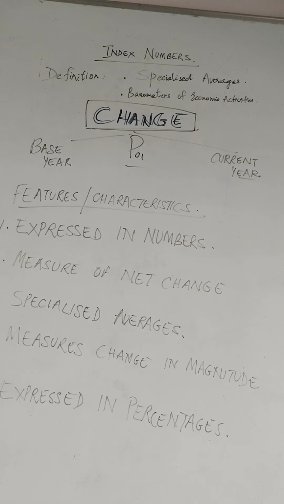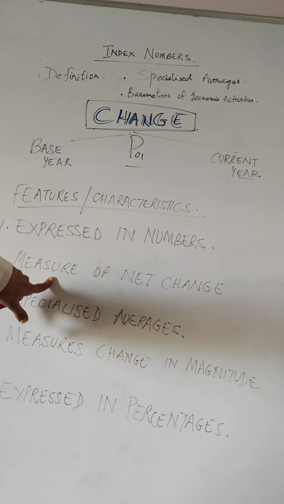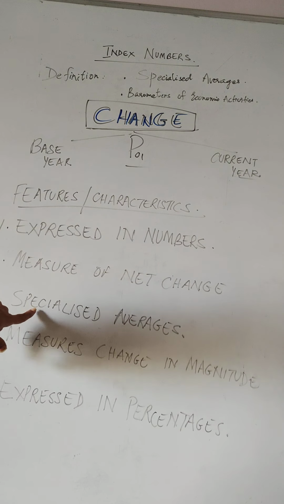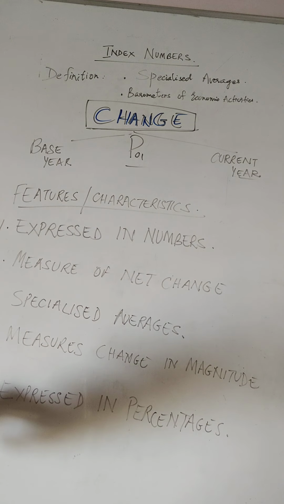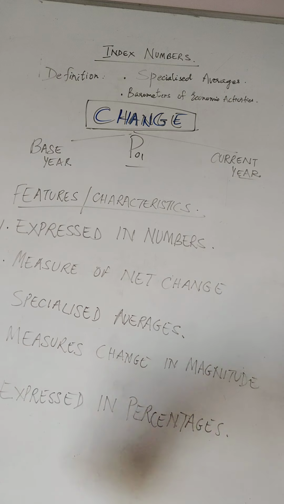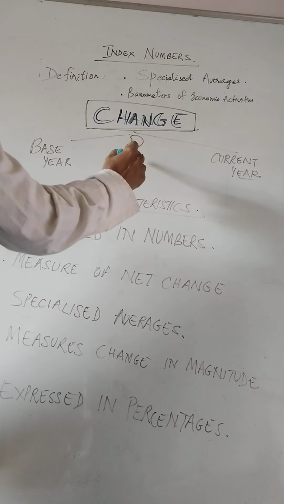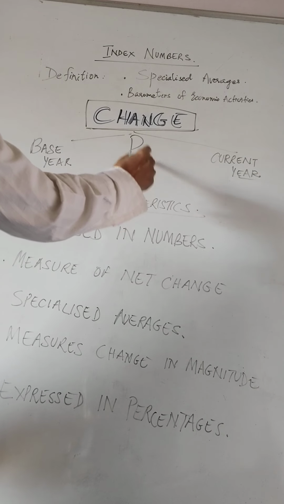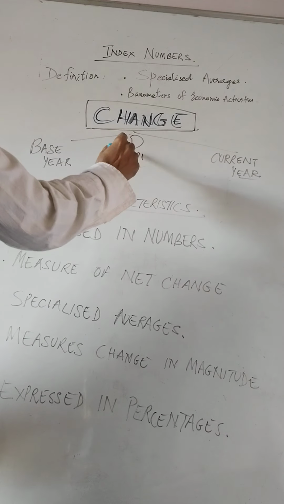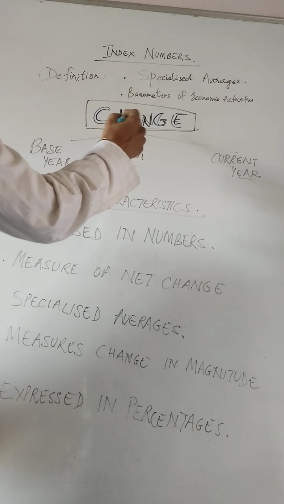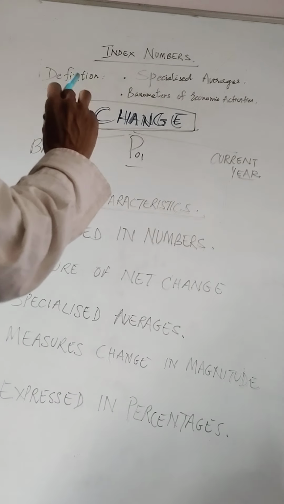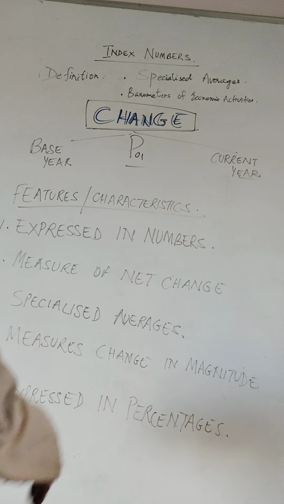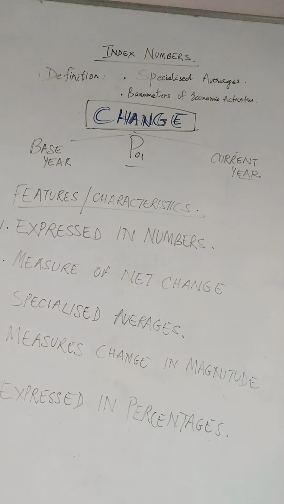So what are the characteristics once again? They are expressed in numbers, they measure net change, they are specialized averages expressed in percentage, and they measure change in magnitude. So all that is an index number. They are measured in terms of prices of the current year over the base year, which will showcase the change, and change is the only constant in life.